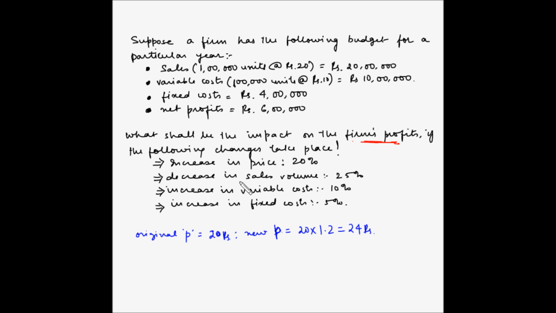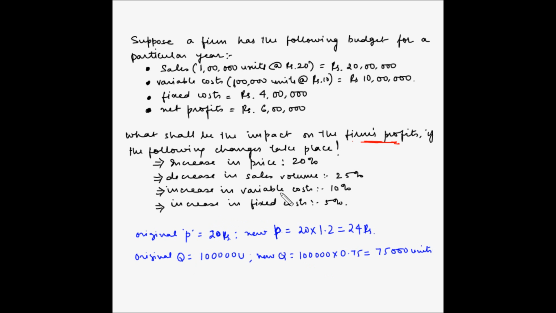Now next is the sales volume. So original sales volume was 100,000 units. I will denote this volume as Q. So original sales volume is 100,000 units, and new Q is decreased by 25%. So that means it becomes 100,000 multiplied by 0.75, which is equal to 75,000 units.